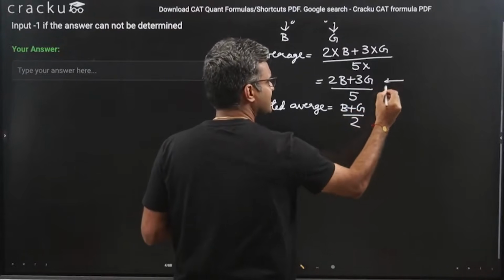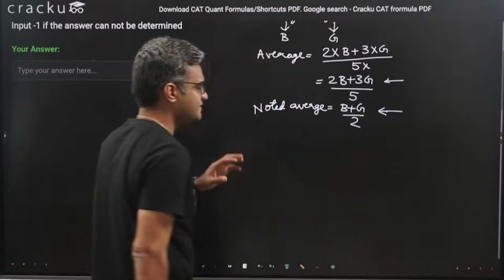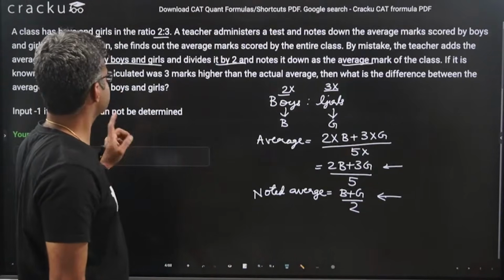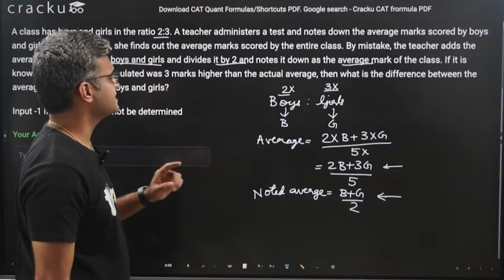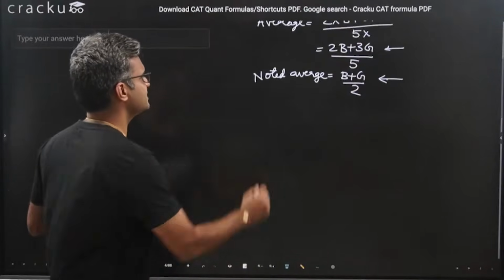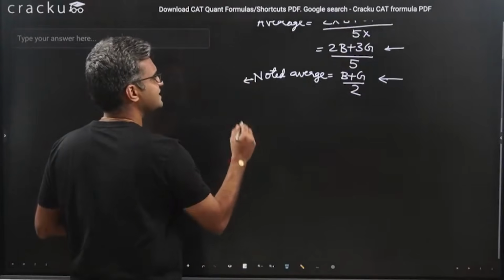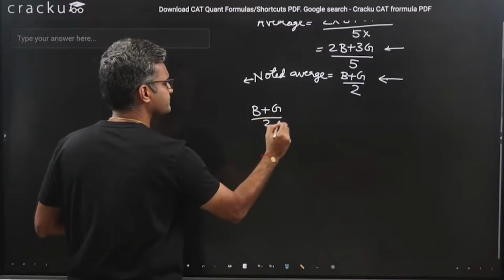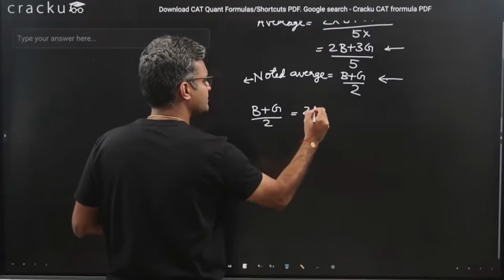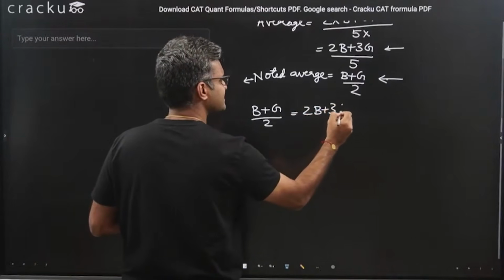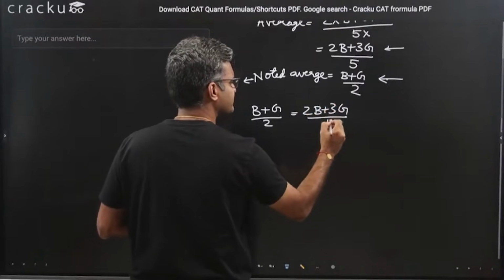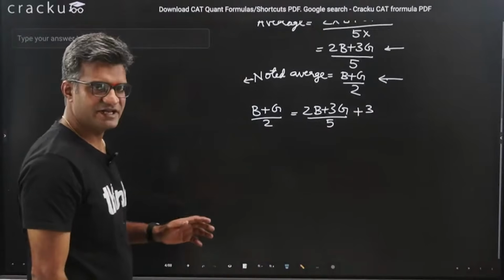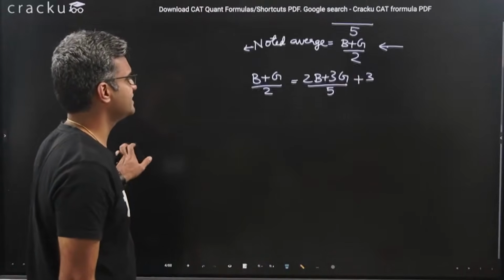This should have been the average calculated, but this is the average that was actually falsely noted down. It was known that the average calculated was 3 marks higher than the actual average. So what we are basically told is that this is 3 higher than the actual average. So (B plus G) by 2 is equal to (2B plus 3G) divided by 5, plus 3. Now multiply the entire equation by 10 so that we can remove the denominators.